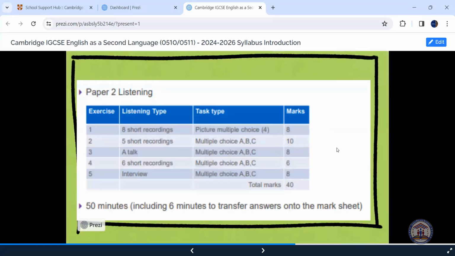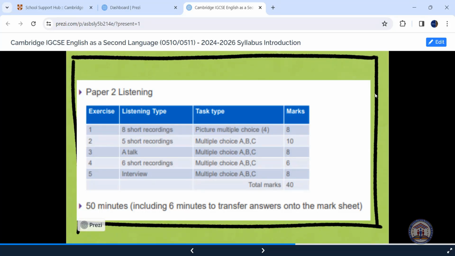What about paper 2? Listening. In listening, we said we have 5 exercises, but they are not out of 10 for each because we have 40 marks only. So exercise 1 will be 8 short recordings. The student listens to the audio track and moves forward to answer while listening. But here there is a privilege in Cambridge for students in IG.